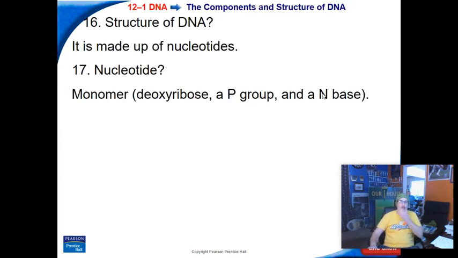Let's finish these up. Structure of DNA, it's made of monomers called nucleotides. Remember, nucleotides have 3 parts: sugar, in this case deoxyribose, phosphate group, nitrogen base. Remember, the sugar in RNA is ribose, the sugar in DNA is deoxyribose. That is one of the differences between DNA and RNA. Sorry, I am so tired today.